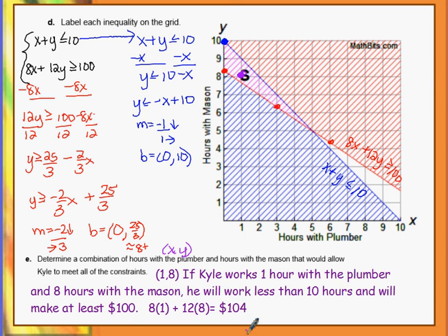I even calculated the sum, and he'll make exactly $104. This is not the only correct answer. You can have any ordered pair that's somewhere in this shaded region of the overlapping section, labeled with S to mark the solution set.